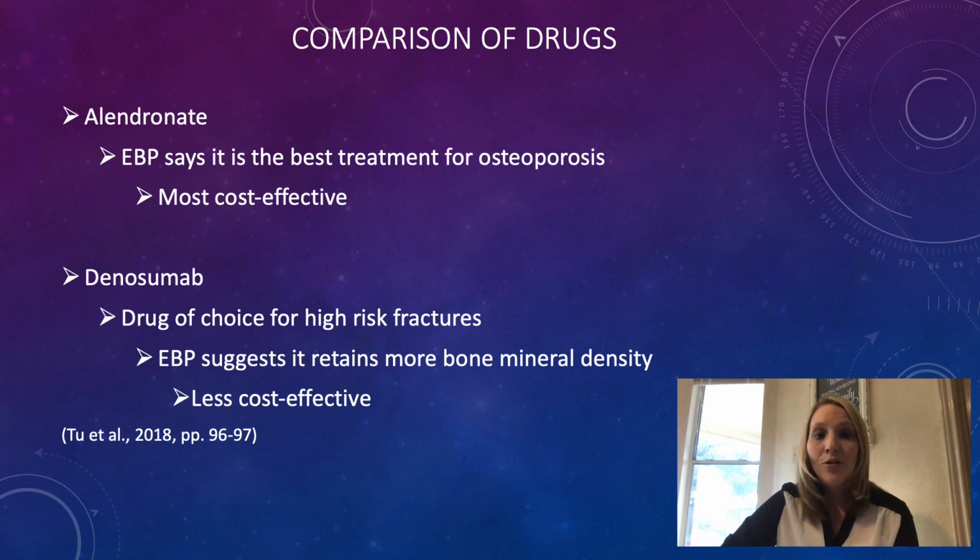First, we have alendronate. The evidence-based practice says that it's the first line of treatment for osteoporosis. It's also the most cost-effective, but we also have denosumab. It's the drug of choice for high-risk fractures, and the evidence-based literature suggests that it retains more bone mineral density, but it's also less cost-effective.